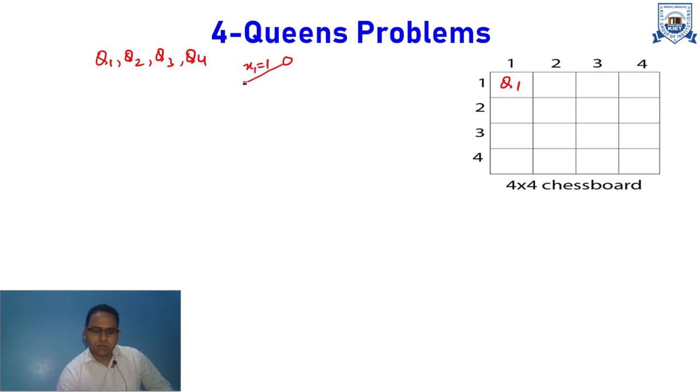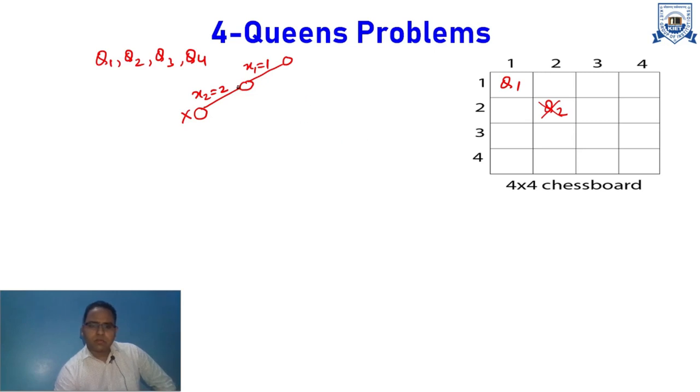Now what are the next options for queen 2? Let's place queen 2 in the second column, x2. Here you can see queen 1 and queen 2 are diagonal with each other, so they will attack. So placing queen 2 in the second column is not possible. This is our bounding condition, so we don't consider this one. This is a dead end, so we backtrack.